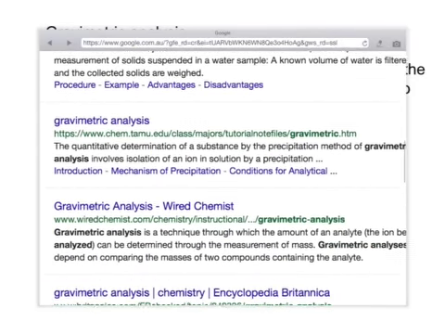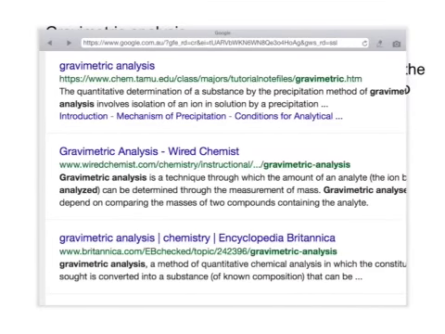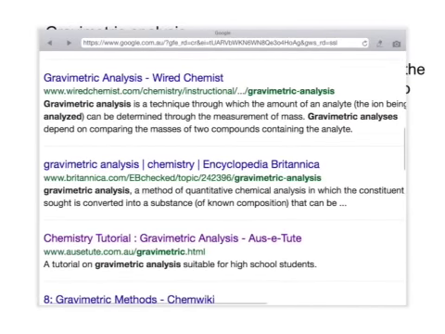Likewise, we have a look at this chem.tamu website here: the quantitative determination of a substance by the precipitation method of gravimetric analysis, and so on and so forth. Again, gravimetric analysis can be determined through the measurement of mass. So I think we've got a key idea coming through here. We're talking about the measurement of mass, and when we're measuring mass, we're going to obtain some quantitative results. And I think they're our key ideas the whole way through.